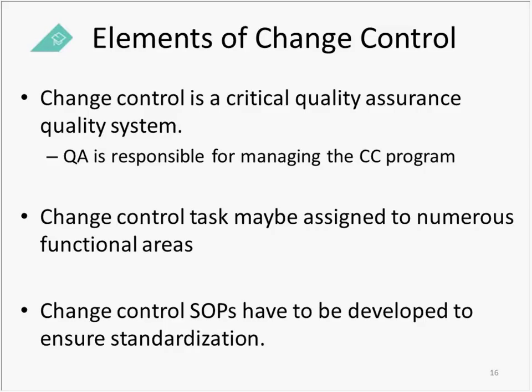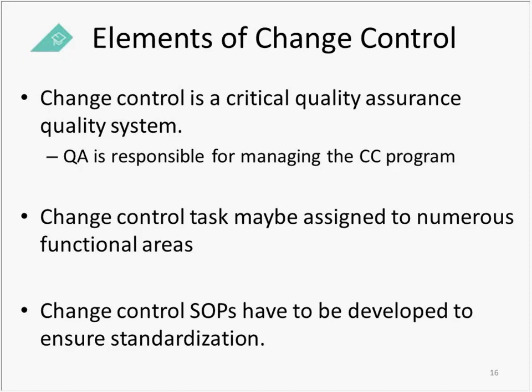So now let's talk about elements of a change control. The change control, as we said, is a critical quality assurance quality system. QA is responsible for managing the change control program, so that means every change control record needs to be reviewed and approved by someone in QA. The change control tasks may be assigned to numerous functional areas, as we said, and they usually are. They're usually not carried out by QA. They're usually carried out by engineering, production, safety, and other functional groups.